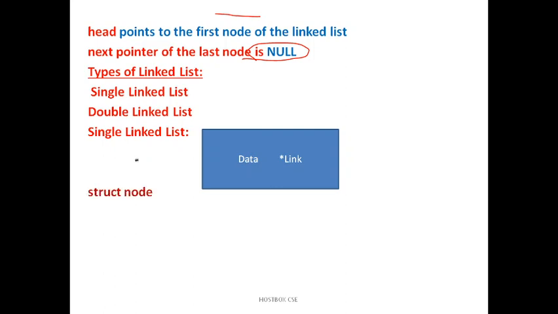In a single linked list, when you write the program, the structure will be like this: struct node, open brace, int data. The first part is the data, int data; it may be integer, float, or anything. The next part is struct node asterisk next. So this is the general representation when you write linked list programming. Today we are going to discuss only the single linked list.